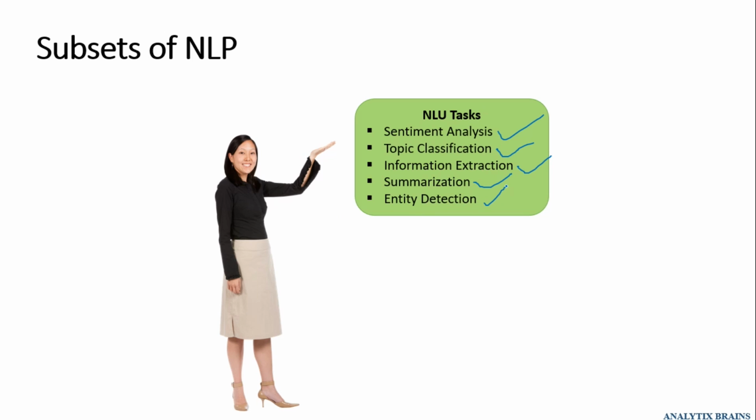Entity detection is also part of NLU, where you have a text and you are able to identify or detect the specific keywords that have been mentioned. Like in the sentence, David works in New York in the stock exchange. The word David is a person, stock exchange is a company, and New York is a location. Detecting these types of words and tagging them based on a specific category is part of entity detection.